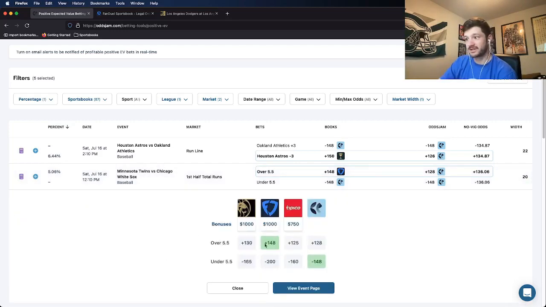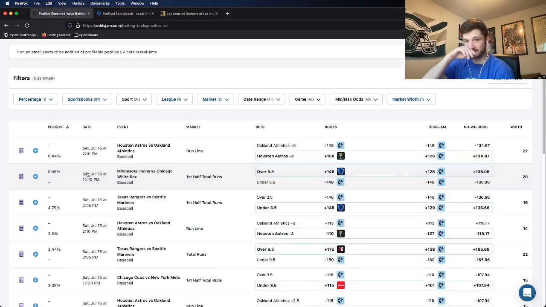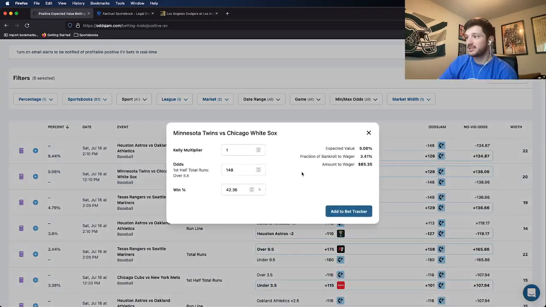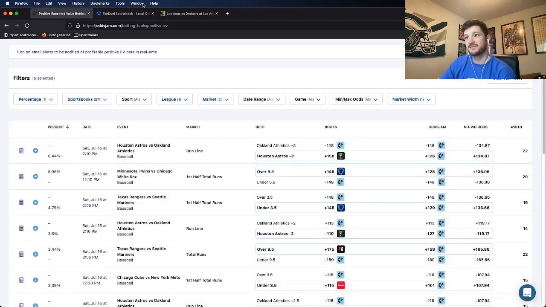Looking at all the other markets, OddsJam has it at plus 128. Every other book has it significantly closer to the OddsJam line. The market width is 20, so that's within range, and the EV percent is 5.06%, which is great. So that's looking at the unit size. This is about a 3.5 unit play for me, $85. So now we're just continually adding to my profits for the day.